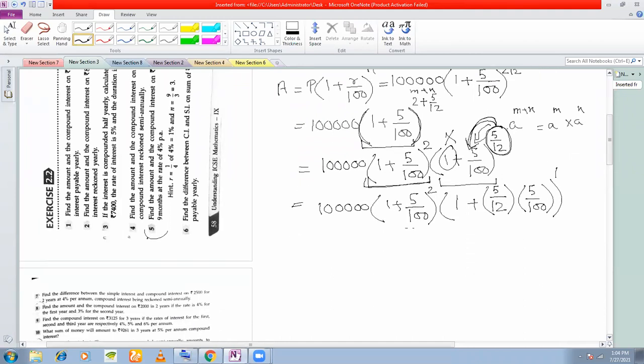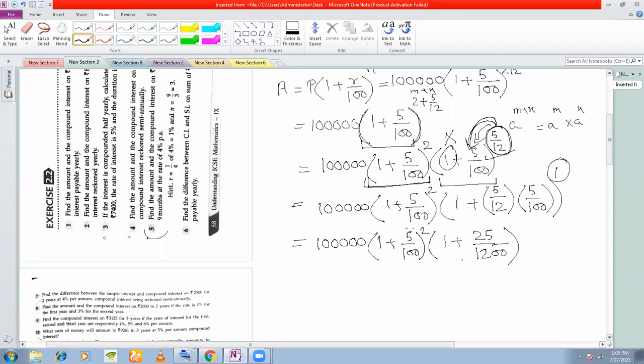Yes, sir. Once you multiply 5 by 12 with this, then you can make this power 1. Now this becomes very easy to calculate. Into 1 plus, this becomes 25 by 1200. Now you can calculate this very easily, right? So that is how we deal with the fractional powers.